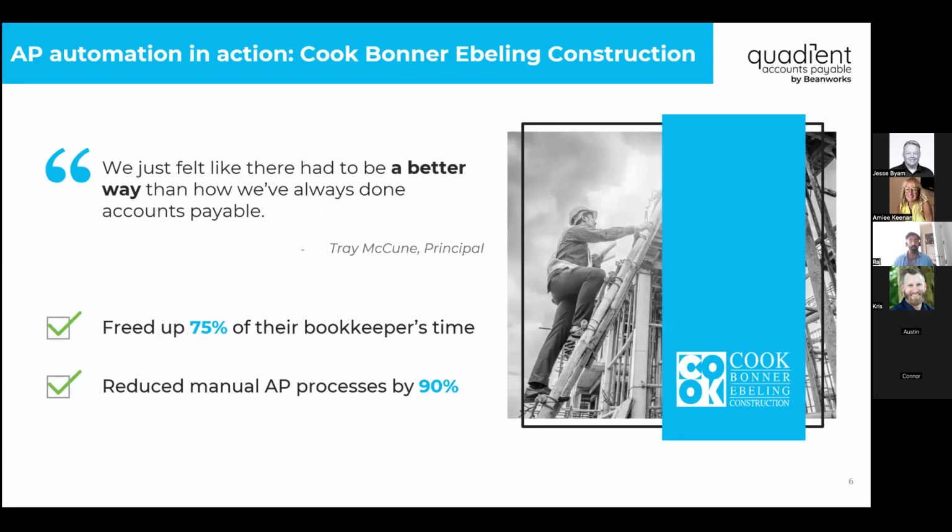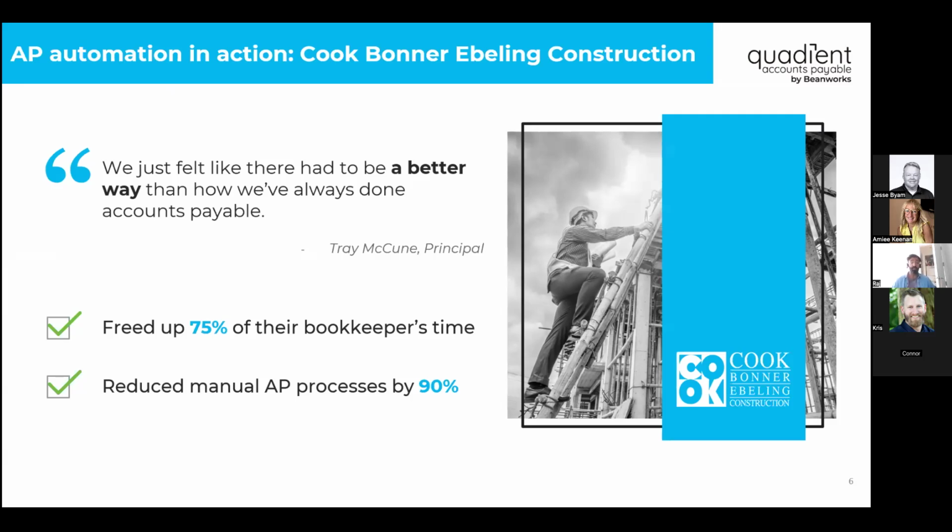This construction company, Cook Bonner Ebeling, was left in the lurch after the long-serving bookkeeper decided it was time to move on. Departing after a 26-year tenure, the bookkeeper left a lot of legacy AP processes behind. The company's principal, Trey McCune, took the opportunity to modernize some of their AP processes by integrating Quadient AP with their QuickBooks ERP. The former bookkeeper spent around 75% of her time on data entry and manual payment processing, time that has now been freed up by automation.